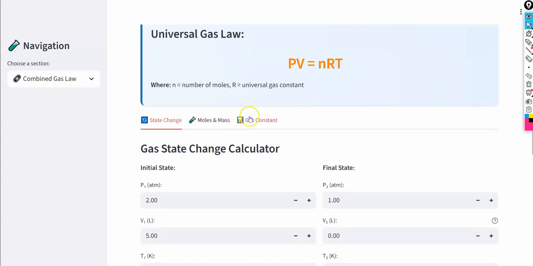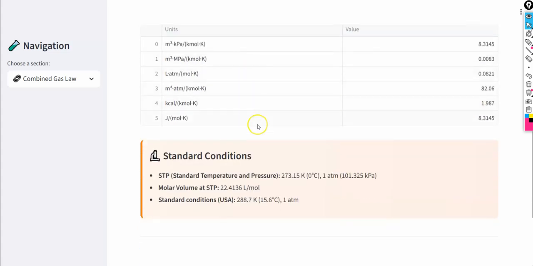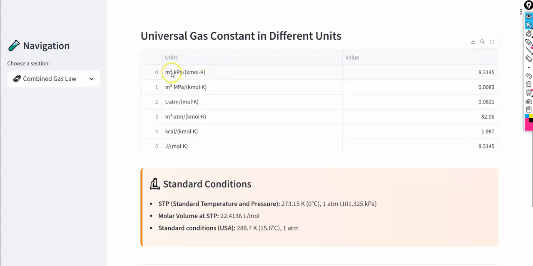Now if you go for the gas constant, here are the values of different gas constants. In units of meter cube kilopascal per kilomole Kelvin, that is 8.3145, which is 8.3145 joule per mole Kelvin. For meter cube megapascal per kilomole Kelvin, it is 0.0083. For meter cube atm per kilomole Kelvin, that is 82.06. Standard condition, STP, I told you, is 273.15 Kelvin, 1 atm, and molar volume 22.4136 liter per mole.